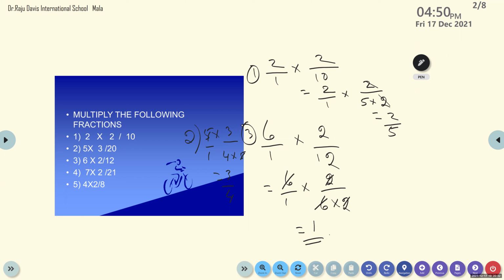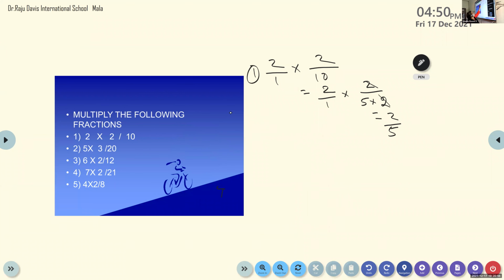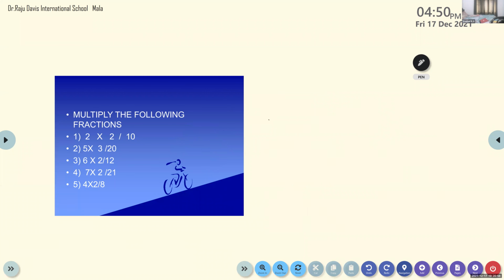Ma'am, I did not understand the second one. What is the fourth one? 5 into 3 divided by 20. You can write it as 4 into 5, and 5 will get cancelled. Remaining is 3 by 4. Fourth question, we can go for the fourth question. 2 by 3. Yeah, I got it. 7 divided by 1 into 2 by 21.